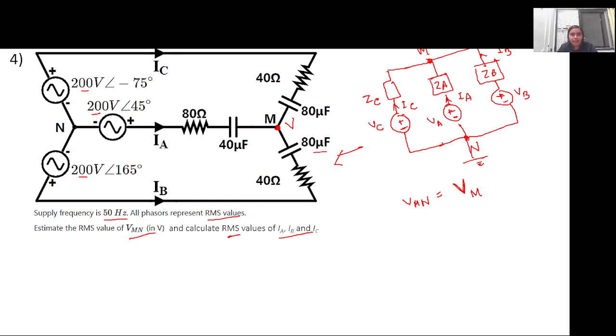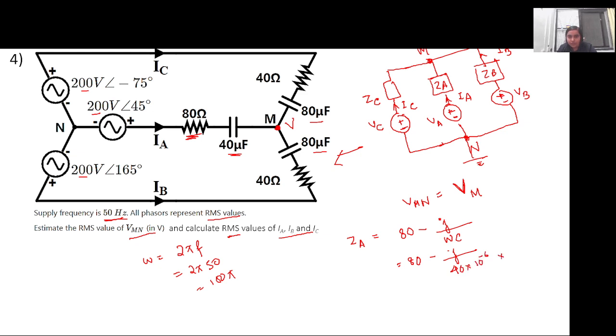Before that, since the Z value is not given directly, it is given in terms of capacitance and resistance, let us just write what ZA, ZB and ZC are so that it is simplified. So ZA is this 80 ohm resistance plus 40 microfarad capacitor. So it is 80, and since it is a capacitor, it is minus j by omega C. So what is omega? Omega is equal to 2 pi f, where f is the frequency which is given as 50 hertz. So it is 2 pi into 50, or 100 pi. In this case, capacitance is given as 40 microfarad, so it is 40 into 10 to the power minus 6 into 100 pi.